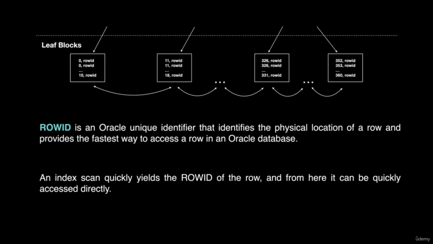An index scan quickly yields the row ID of the row, and from here it can be quickly accessed directly. If the query only needs the value of the indexed column, then of course the last step is omitted, since there is no need to retrieve additional data other than what is read from the index. This type of index is optimal for a set with a good distribution of values and high cardinality, the number of unique values. Number 2, bitmap index.